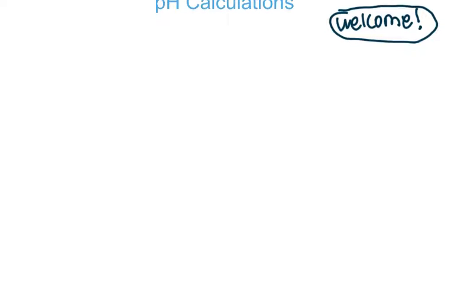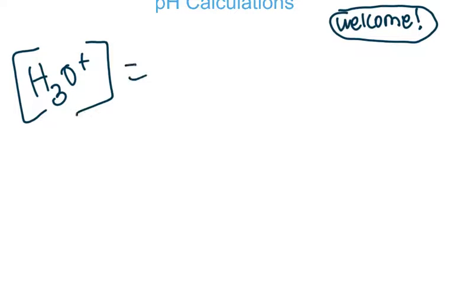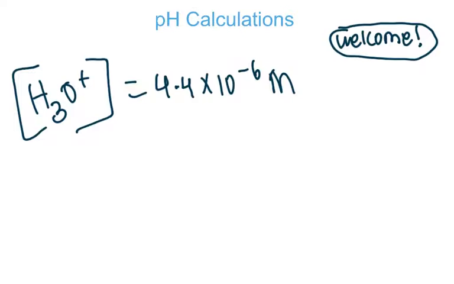So let's say we have an H3O plus concentration, remember that represents acidity, or pH below 7, of like 4.4 times 10 to the negative 6 molarity. This is our concentration of H3O plus. What are we going to do if we have to find the pH? Just in general, what is the pH of the solution?